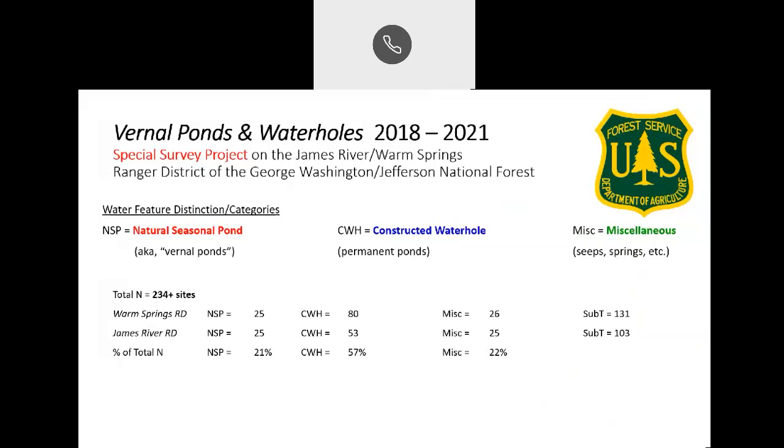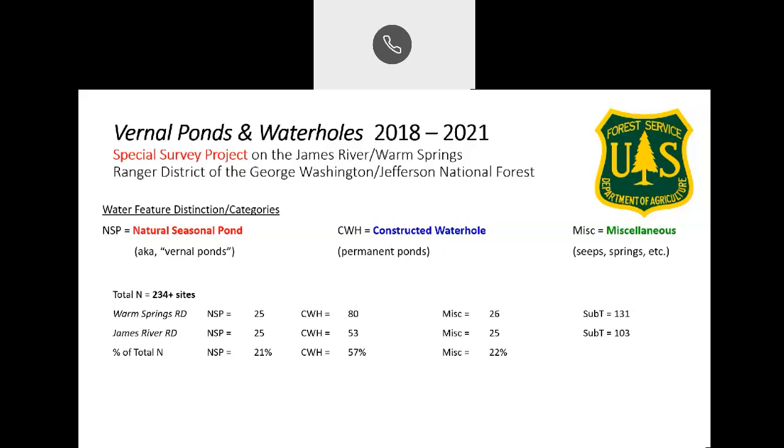Next slide, please. So I'll not labor this, but to say a project for the U.S. Forest Service, a special survey project, and I looked at all of the water features found on the National Forest lands in my region, and these were divided into 3 basic categories. So naturally occurring seasonal ponds, or what we call vernal pools, vernal ponds, artificially created or constructed water holes, which are the opposite, and then a miscellaneous category that includes things like seeps and springs, etc.